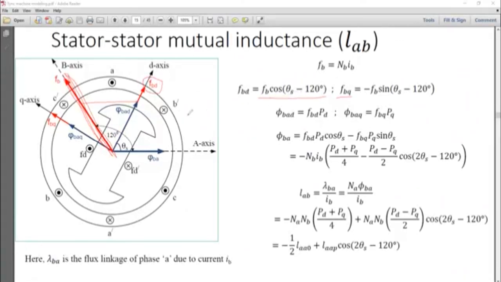What is the angle? The angle between this and this. The whole angle here is 120. You deduct theta s from that. So that is 120 minus theta s. Done. So simply, what is FBD? FBD is FB cosine of this angle, right?